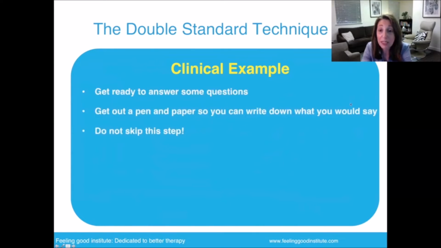So I'm going to ask you to actually answer some questions. I'm going to pose some questions to you. Remember that the only way you're really going to learn new methods and techniques is if you engage with the material. So I want you to be ready now to answer some questions that I'm going to pose. I'd like you to get out a pen and paper so that you can write down what you would say. And I'd like you not to skip this step.